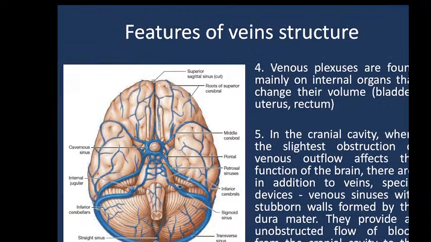And venous plexuses are found mainly in internal organs that change their volume. A lot of internal organs like the bladder, uterus, rectum, and stomach have a special venous system, an organ venous plexus, which collects blood from the organ. Especially we can find such organs in our pelvis.